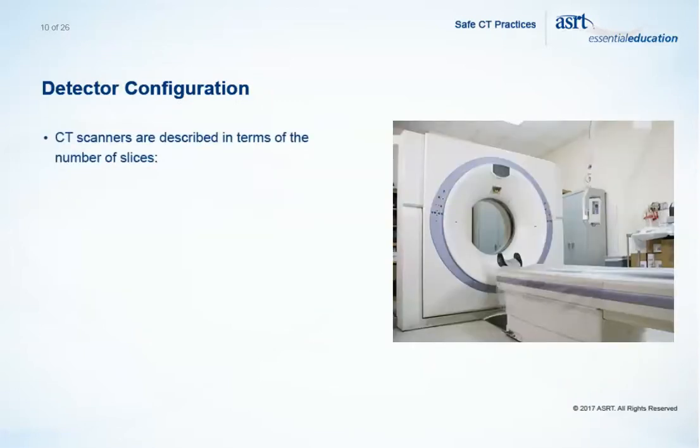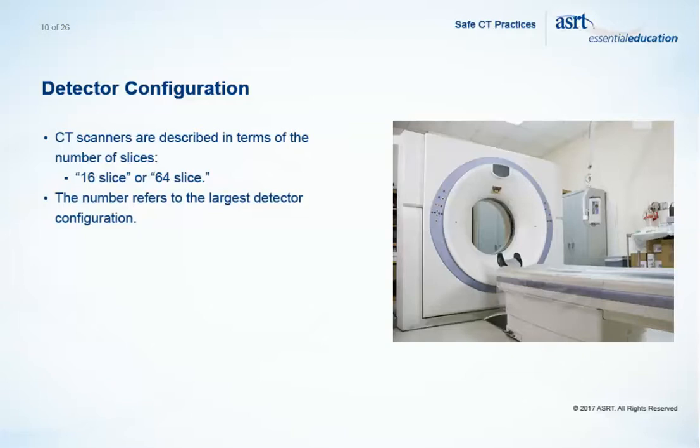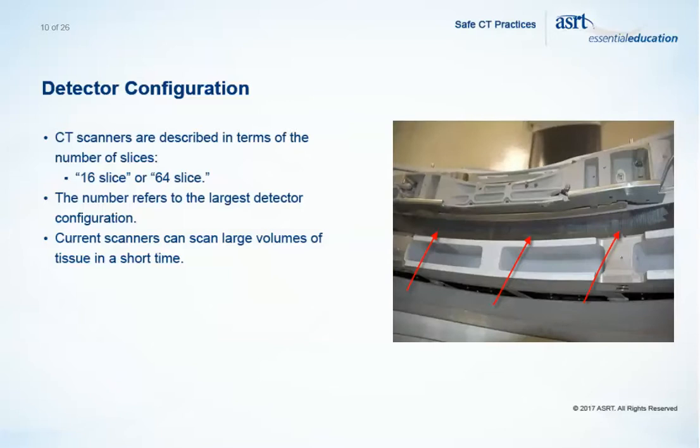CT scanners usually are described in terms of the number of slices, for example, 16 slice or 64 slice. What the number actually refers to is the largest detector configuration of the scanner. Most current scanners are able to scan large volumes of tissue in a relatively short time. This capability is the result of a curved detector array that can receive information from a fan beam while the array or beam or both elements move about the patient.